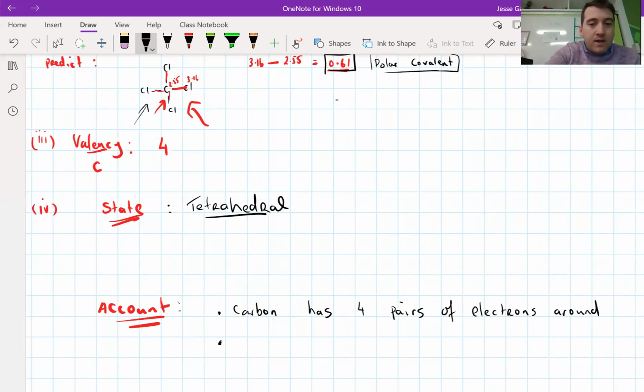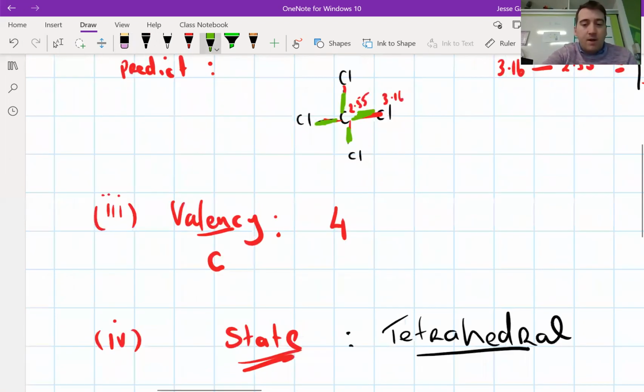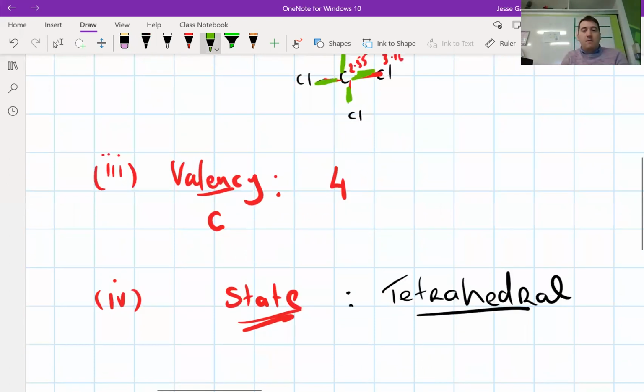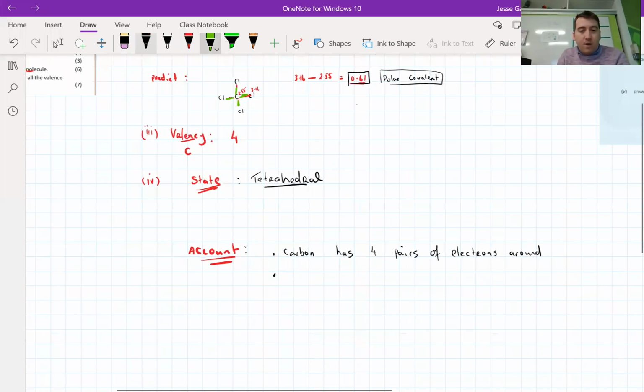How many of them are bond pairs and how many of them are lone pairs? So pause the video, count them there, and figure out how many lone pairs and how many bond pairs are in this here. All right, so straight away, you should be able to see that there are 4 bonds around carbon, which means that all the pairs of electrons are in bonds. So that means we would say that carbon has 4 bond pairs and 0 lone pairs.